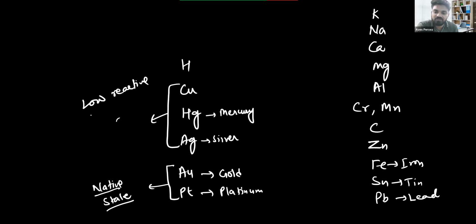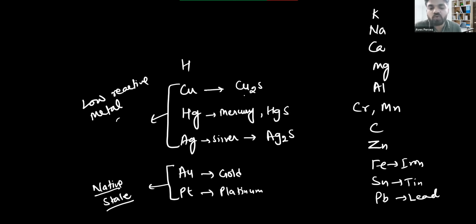They generally exist in forms like copper as Cu2S, mercury as HgS, and silver as Ag2S. These are the ores of copper, mercury, and silver. These other metals may exist in carbonate or sulfide form, but we convert them into their oxide form using the calcination and roasting methods.